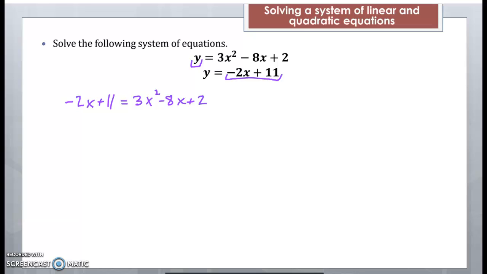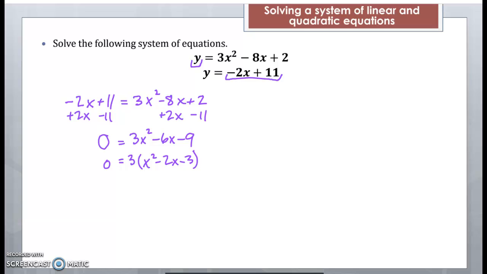So in order to solve for this, we can add 2x to both sides, and let's subtract 11 from both sides and get 0 on this side. So add 2x here, minus 11. There's a big 0 over here. And then we get 3x squared minus 6x minus 9. This can factor: 3 times x squared minus 2x minus 3.